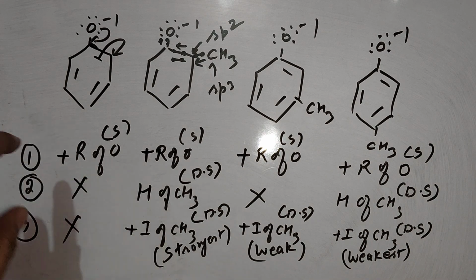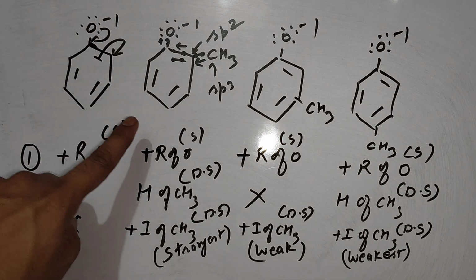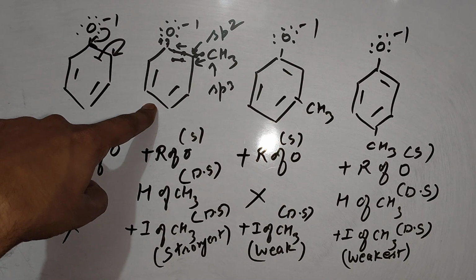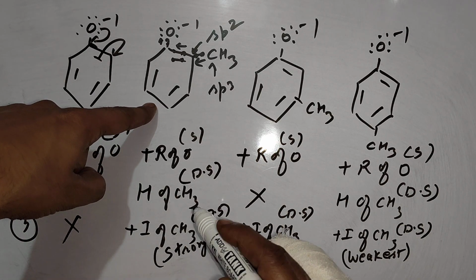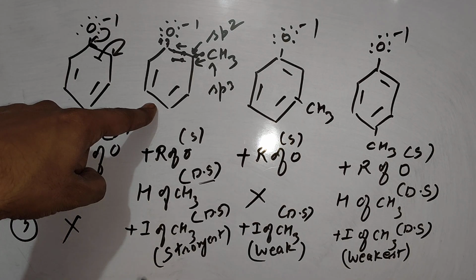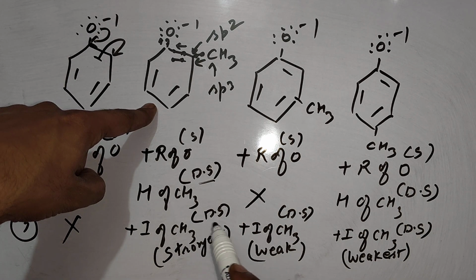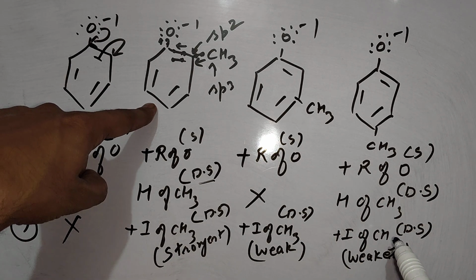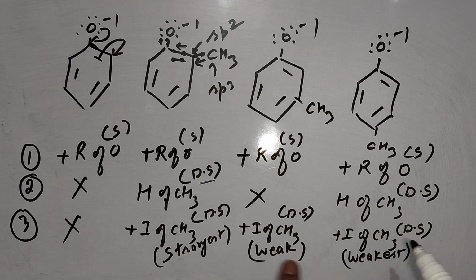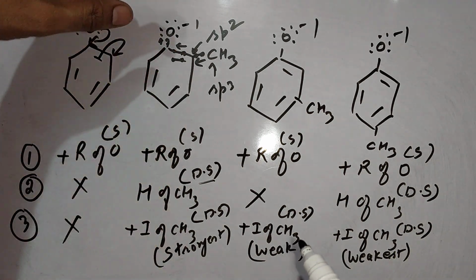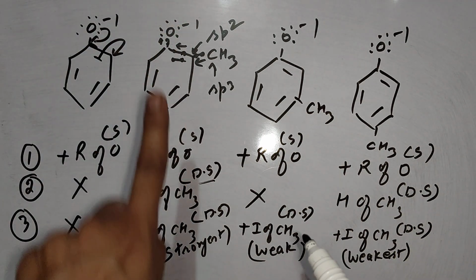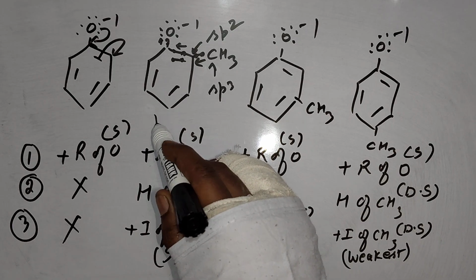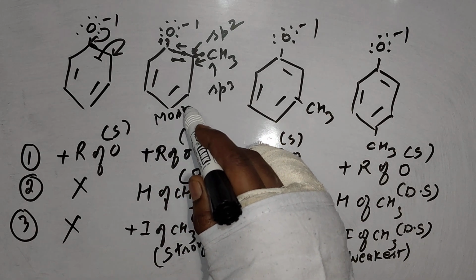Most destabilized anion will be this one, ortho. Yes, you can check. Hyperconjugation is destabilizing it, as well as plus I is destabilizing it. Here also two factors are destabilizing it, one is hyperconjugation, one is plus I. But you can check plus I here is strong and here it is weakest. So definitely in this anion the oxygen's negative charge is increased highly. So this anion will be most unstable.